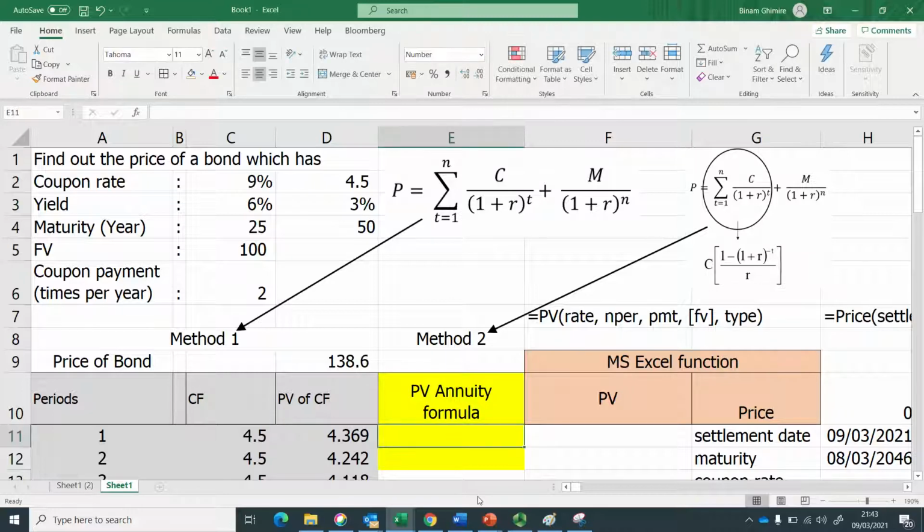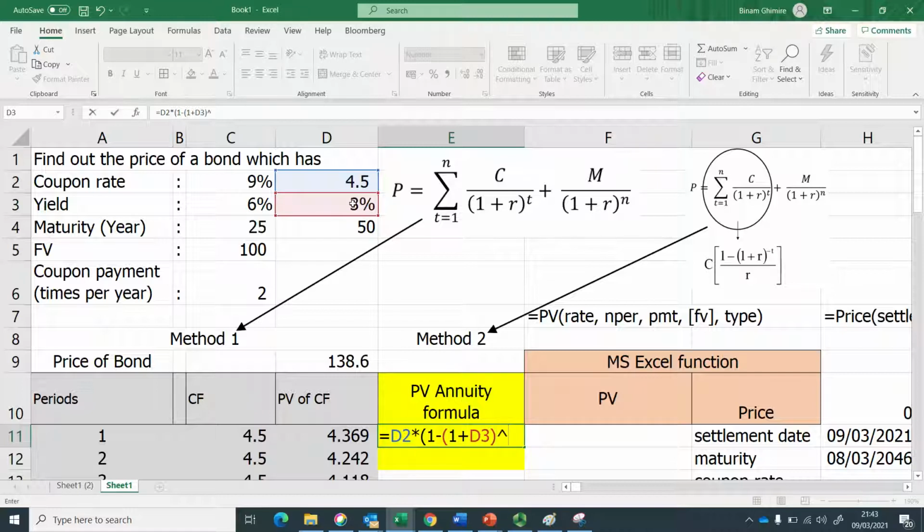So we don't need to waste more time. We can simply go here. Coupon is 4.5 times, then we need 1 minus, and then 1 plus rate, which is 3%, that's in the formula. Remember now, power is a negative t, so minus this t is basically that 50 period, close bracket again. You completed that. Now you just need to divide it by r, which is again the same 3%.